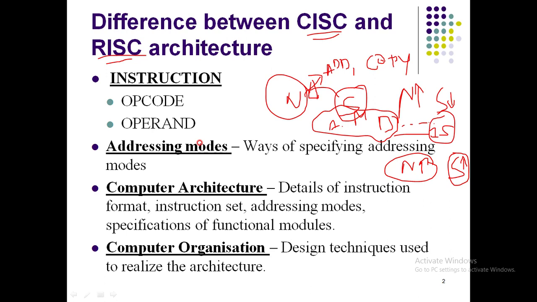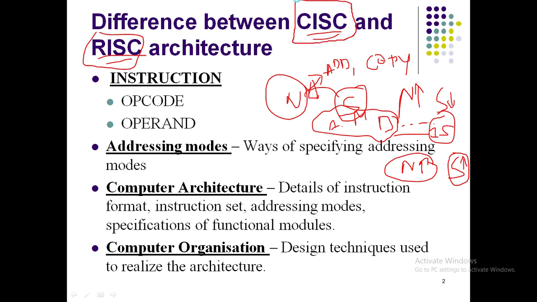Now moving ahead, one other very important thing is based on these instruction sets, whatever instruction set we discussed just now, computers are generally categorized into two types. One is RISC architecture, the other one is CISC architecture.